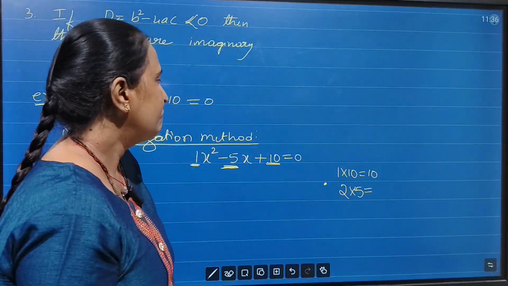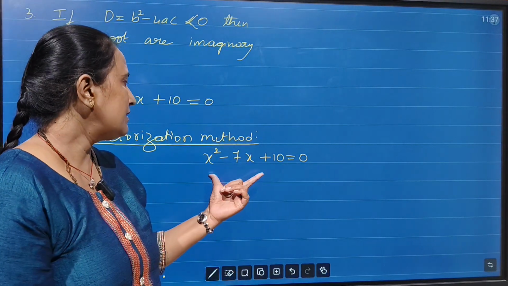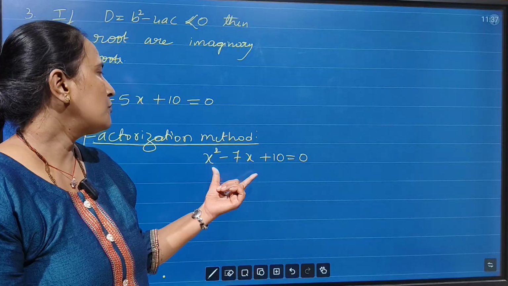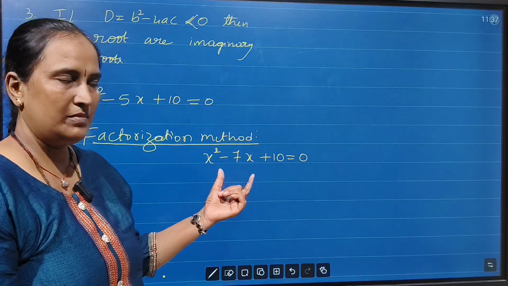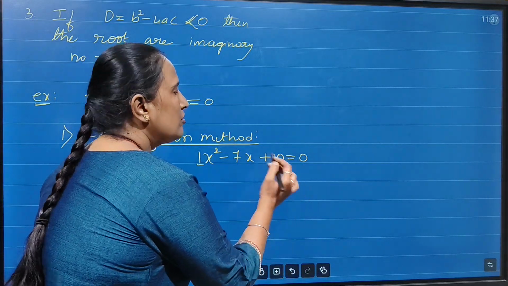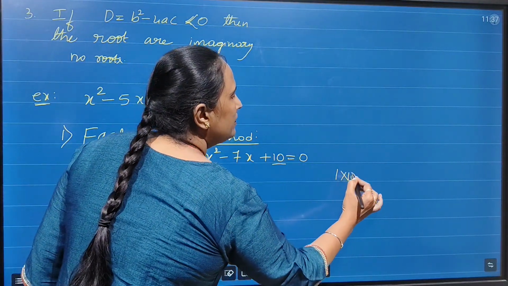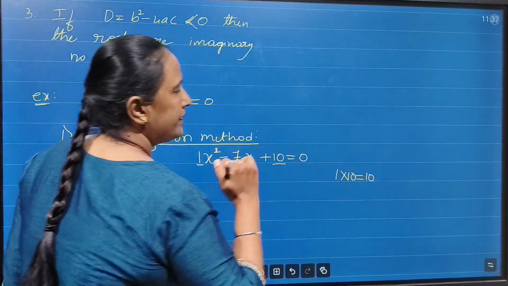10, I take here. Now I will solve this problem by using the factorization method. Here the x square coefficient is what? 1. And the constant is what? 10. Find the product by splitting the middle term. 1 and 10 ones are what? 10.